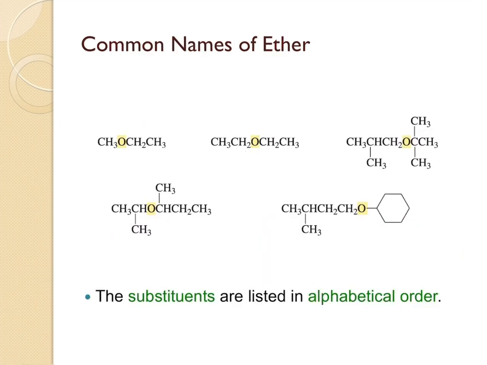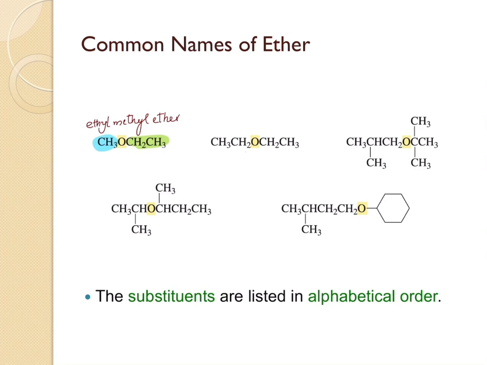Common names of ethers. For the common names, we are going to list the substituents in alphabetical order. Let's take our very first example. Now let's first identify whether it's a symmetrical ether or an unsymmetrical ether. Yes, of course, it is an unsymmetrical ether because there are two different alkyl groups on it. Okay, let's identify the two alkyl groups that we have here. So this is an ethyl group and this is a methyl group. And if you want to name this ether, then you have to list the substituents, which are the ethyl group and the methyl group, in alphabetical order. And accordingly, the name for this is going to be ethyl methyl ether. That's the common name for this molecule.